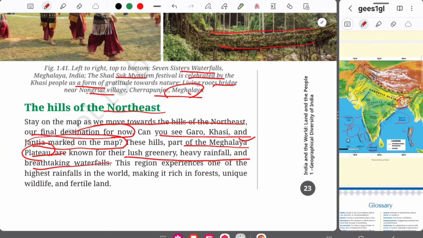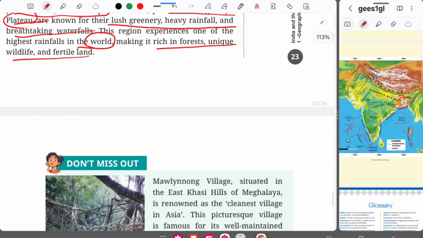This region experienced one of the highest rainfalls in the world. Before, the region was known as Cherrapunji, and now it is known as Mawsynram, making it rich in forests, unique wildlife and fertile land. So this region is very rich in wildlife and very fertile also. Before it was Cherrapunji, now it has shifted towards Mawsynram, another village nearby, not very far.